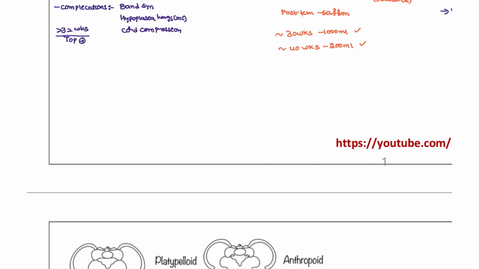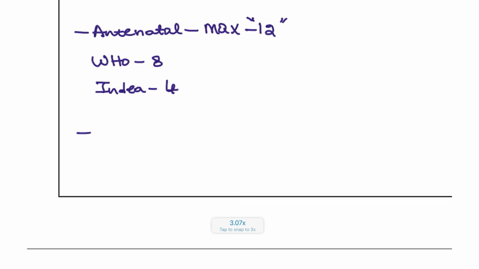Next, coming to how many antenatal visits have to be done. Generally the maximum antenatal visits is 12. Okay, that has to be 12 visits. According to the WHO, it is 8. According to India guidelines, it is a minimum of 4. 4 has to be done by India. WHO is telling at least 8. And what are the things that the mother has to be given?